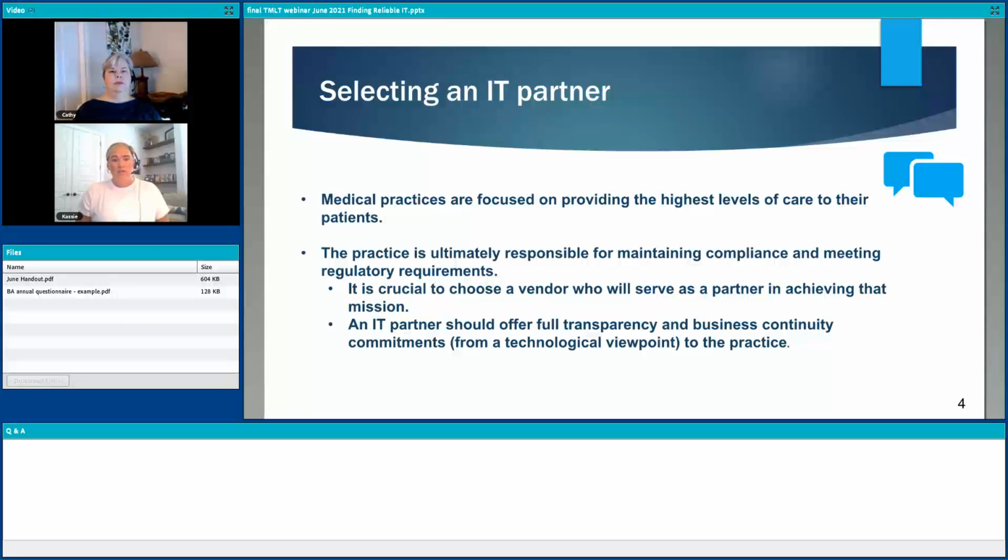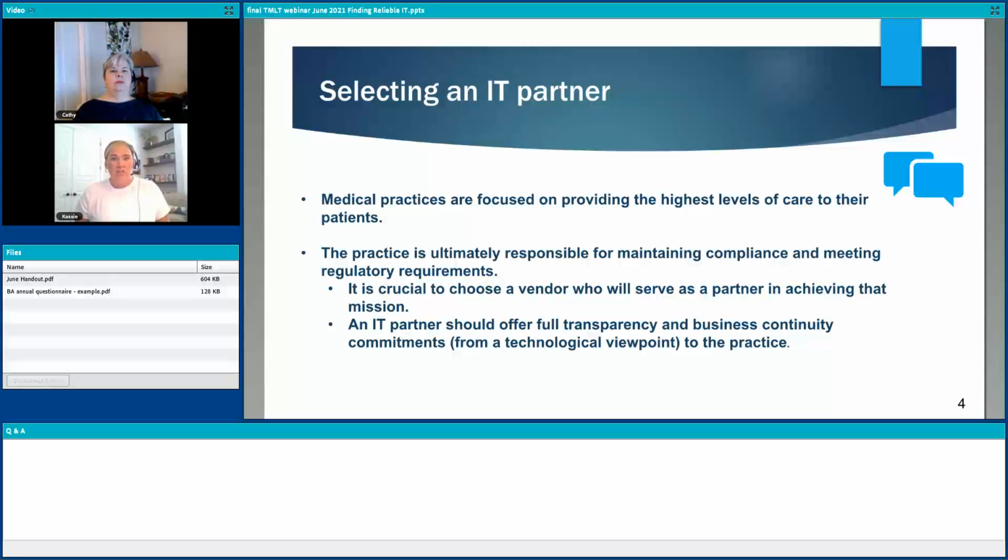Your IT partner should offer you full transparency and business continuity commitments from a technological standpoint to the practice. So when we say that, what we mean is they can offer you an onboarding audit to look at all the components technology-wise in your medical practice and give you recommendations based upon what they are seeing, and offer you ways to stay in compliance and also to avoid disaster, regardless of what that disaster may be.